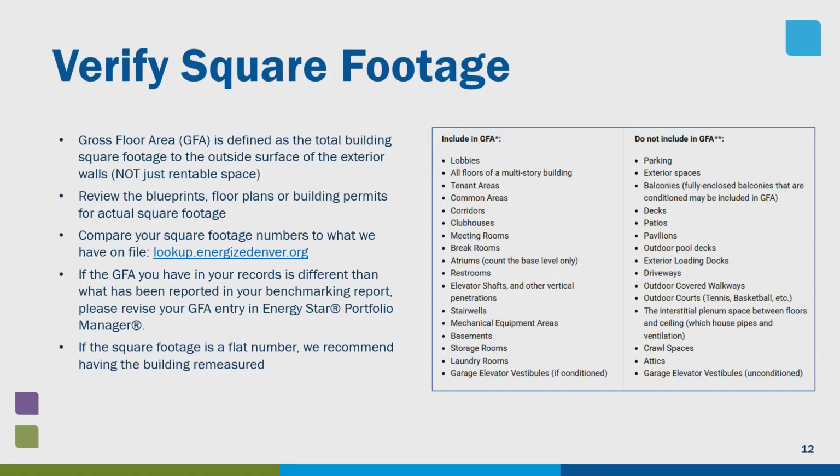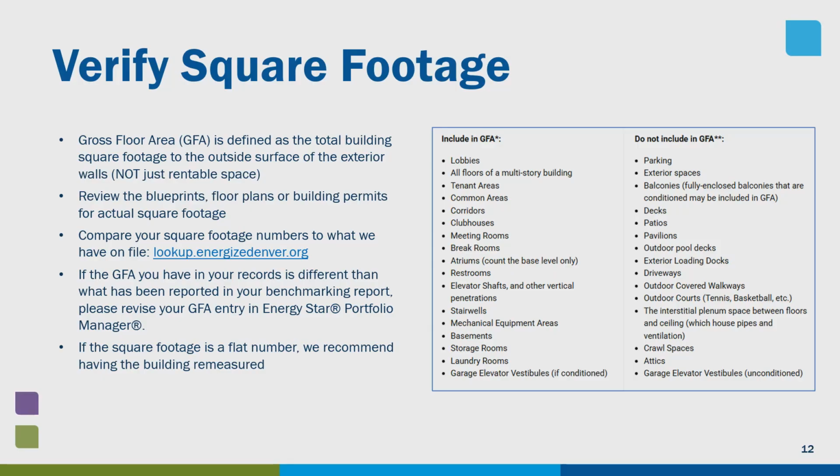First, you'll need to verify square footage or gross floor area. Gross floor area is defined as the total building square footage to the outside surface of the exterior walls, not just rentable space. Gross floor area does include tenant areas and common areas, atriums, elevator shafts, stairwells, mechanical equipment areas, basements, storage rooms, laundry rooms, garage elevator vestibules, if conditioned, and more. Gross floor area does not include exterior spaces, decks, patios, crawl spaces, attics, and more.